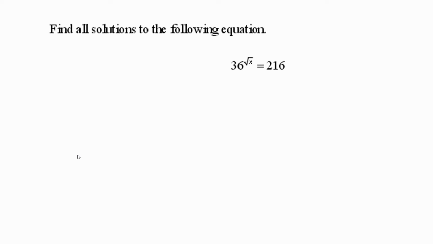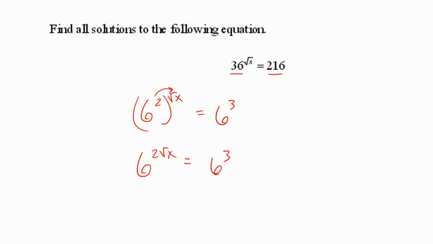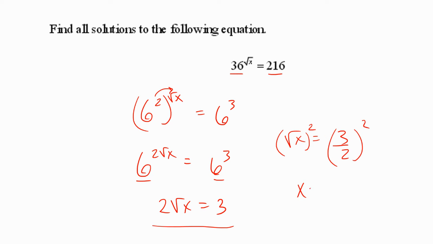Okay, one more problem to solve. This time we need to know our powers of 6. So that's 6 squared, and this is 6 cubed. So then we distribute the exponent, and now these exponents must be equal, and I can solve this equation by dividing by 2 on both sides and then squaring both sides. So 3 squared is 9, 2 squared is 4. The answer is 9/4.